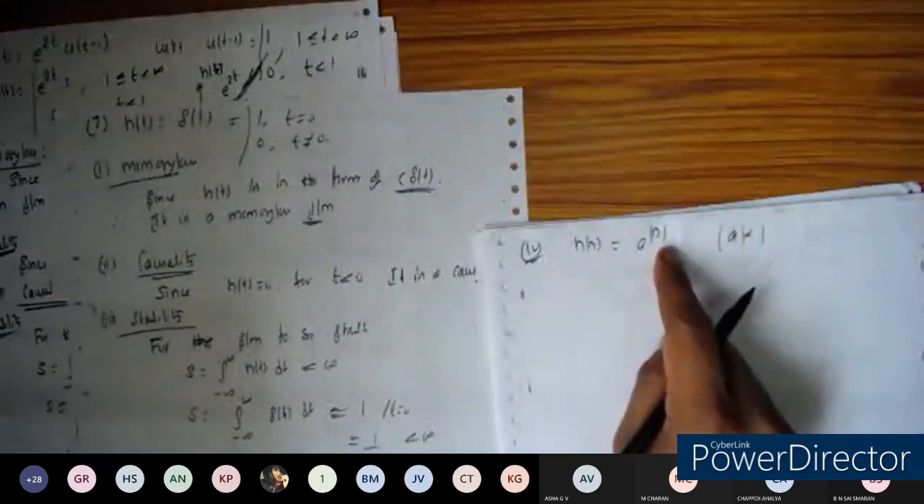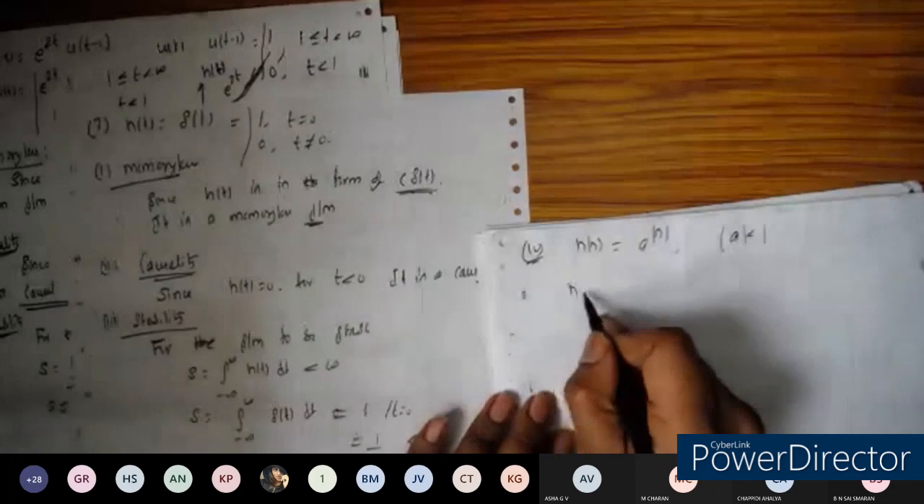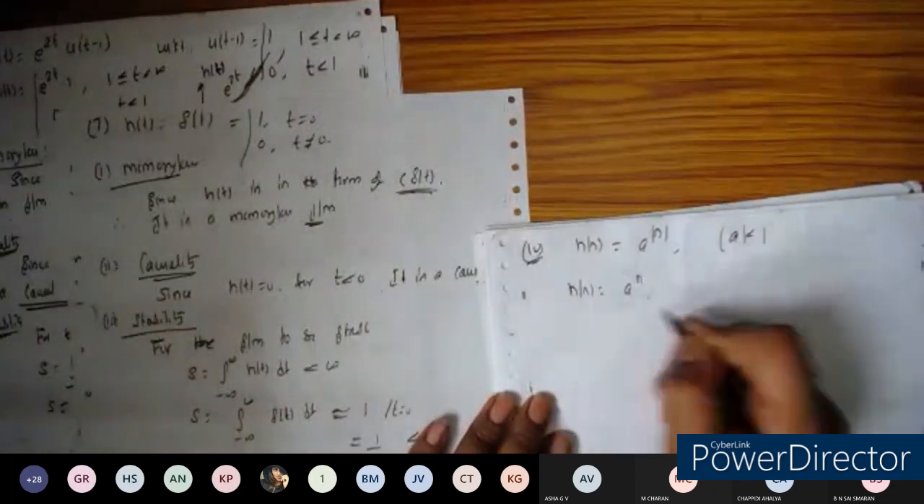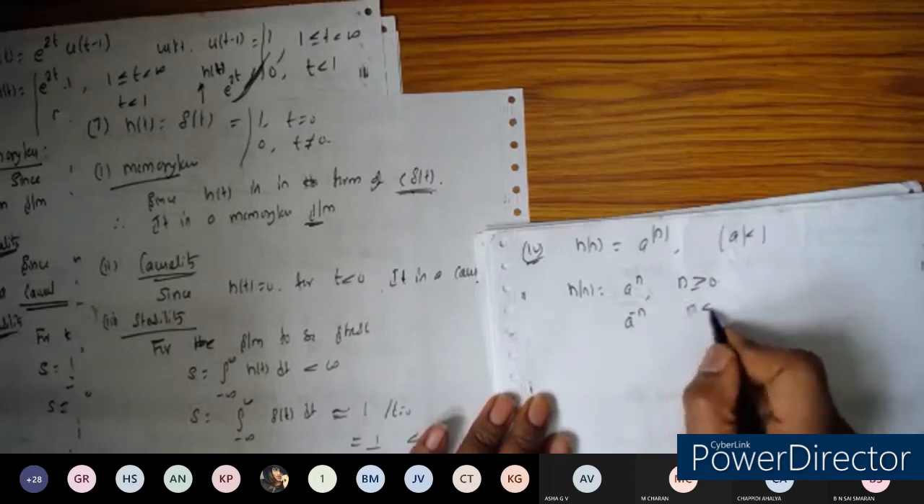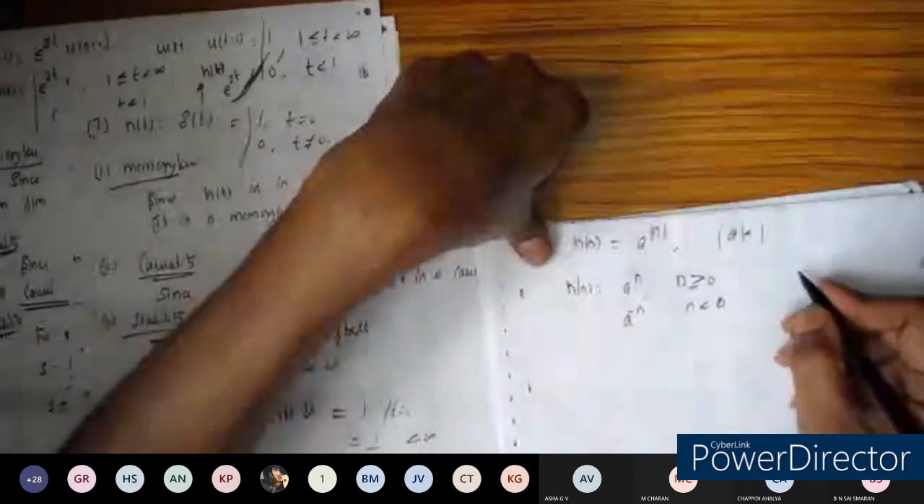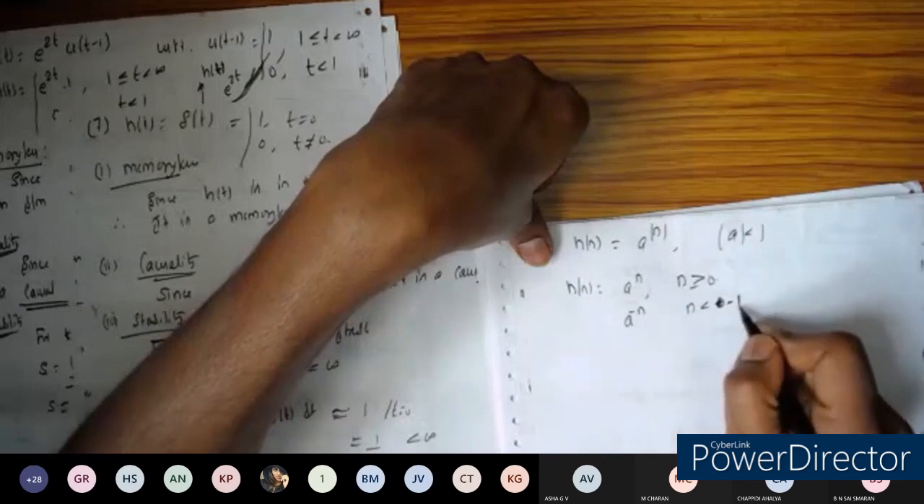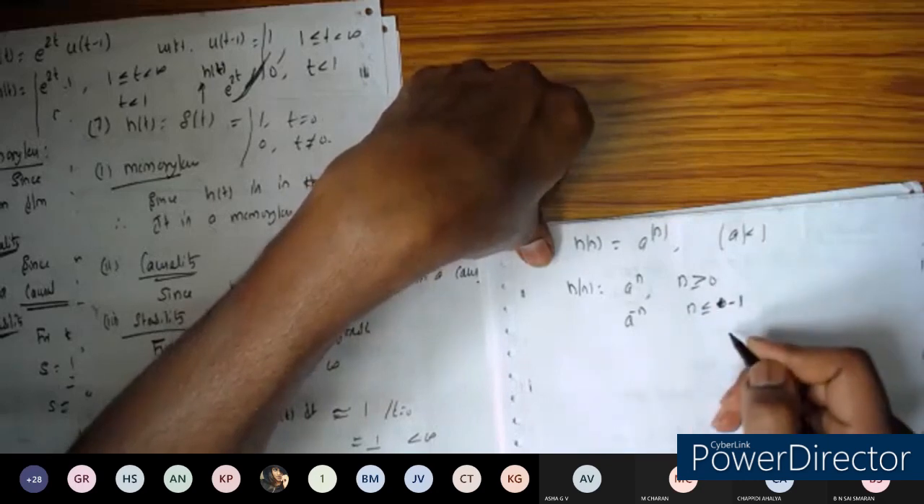So h of n is equal to a to the power of magnitude of n. Okay, so a can take a value less than 1. So you can write this as h of n is equal to a to the power of plus n for n greater than or equal to 0, and a to the power of minus n for n less than 0. Here we can say n is less than or equal to minus 1, because we have taken 0 in the first case, that's why it will be like this.